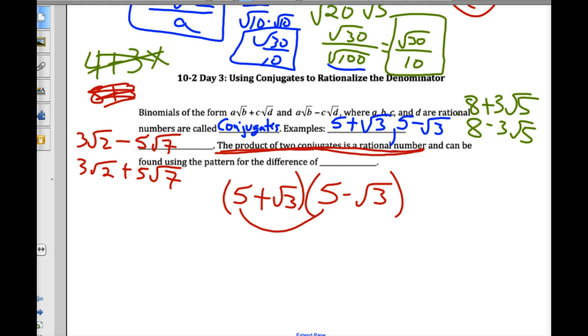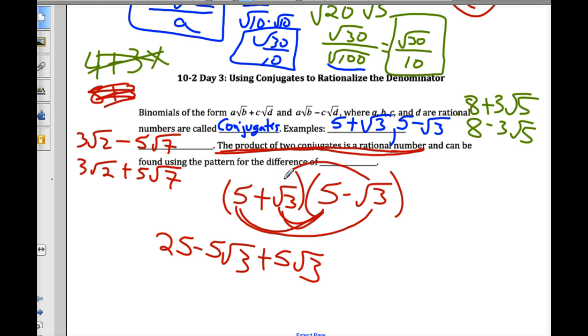25. Excellent. What's the O stand for? Outside. Everybody multiply the outside stuff together. 5 radical 3. Put your sign in front of it. Minus. Why is it minus? Because there's a minus sign. Minus 5 radical 3. Inside: plus 5 radical 3.